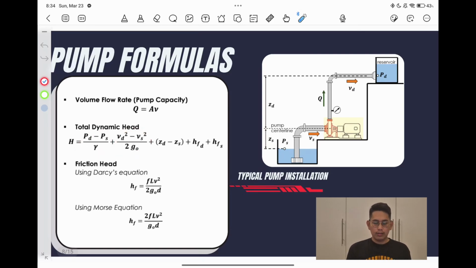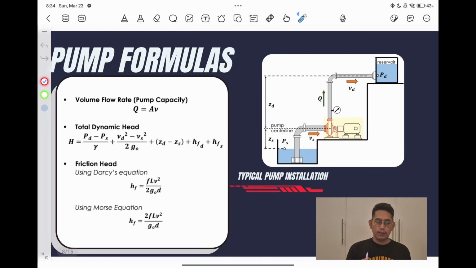So for the pressure head, we have the pressure of the discharge minus the pressure of the suction over the gamma of the fluid, which in our case is the water. So plus the velocity head, or the velocity at discharge squared minus the square velocity of the suction, all over 2GO. So plus the elevation of the discharge minus the elevation of the suction.